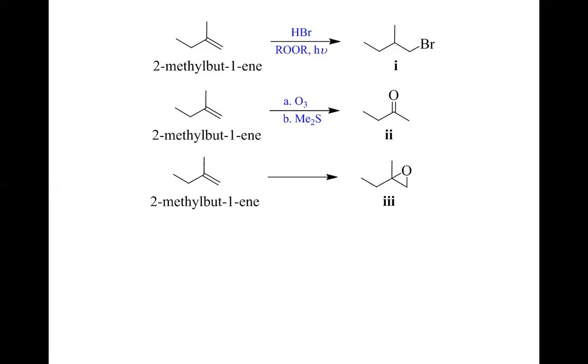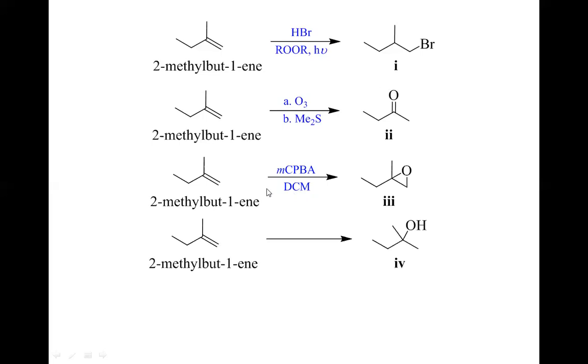And this is a very easy reaction because we have simply the appearance of oxygen across the carbon-carbon double bond in a 3-membered ring, which must have come from treating this 2-methyl-but-1-ene with metachloroperbenzoic acid in the presence of DCM as a solvent. This is the oxidation reaction of the alkene.